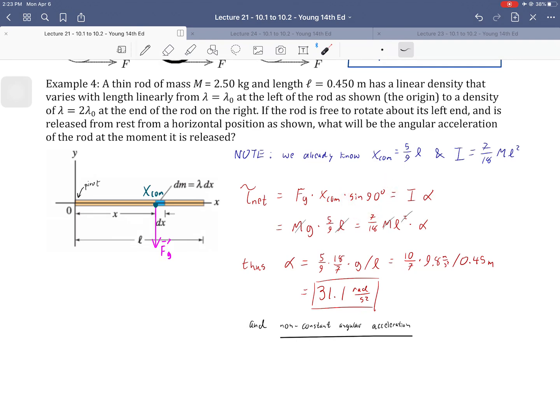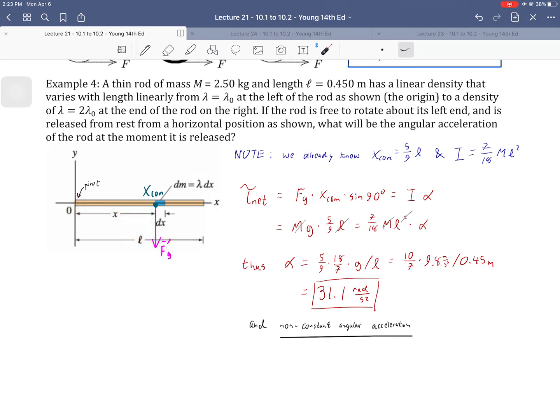Well, it's non-constant because, check it out. Our angular acceleration is dependent on the angle between the gravitational vector, Fg, and the displacement vector, r. At the moment it's released, as shown in the figure, the angle between them is 90 degrees. But what about 1 second later, or 1/10 of a second later?